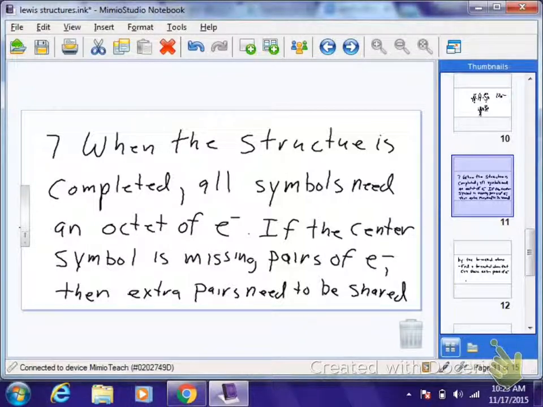If the center atom doesn't work out, it doesn't have 8. It has 6, or it's going to have 4. It's going to be one of those 2 cases. Then we know we've got a multiple bond, which is either a double or triple bond that we're going to have to form. So we're going to have to make a decision of how that's going to look.